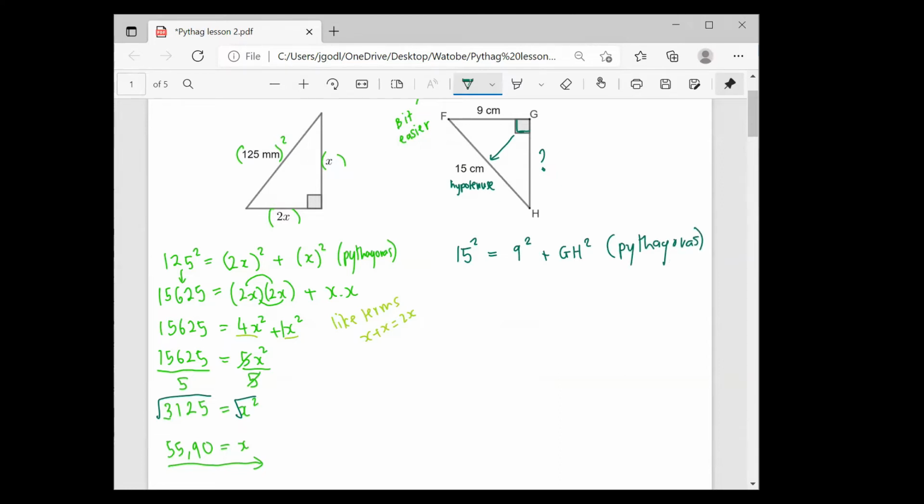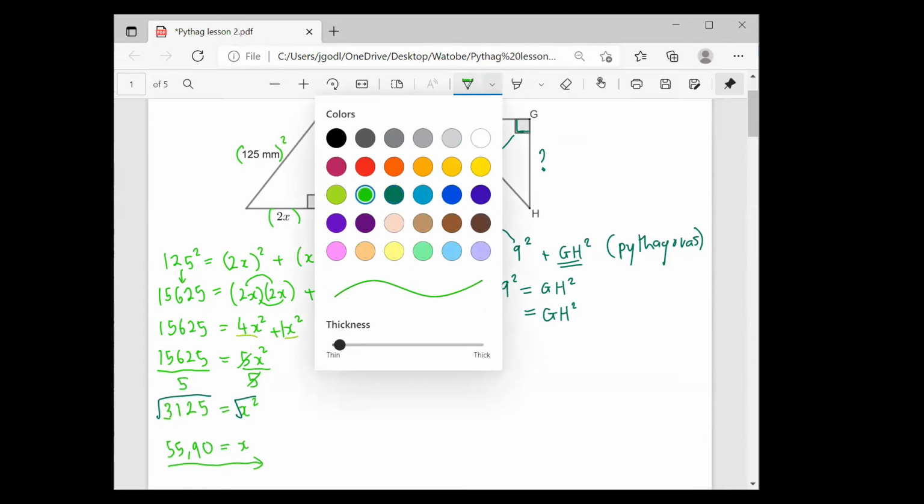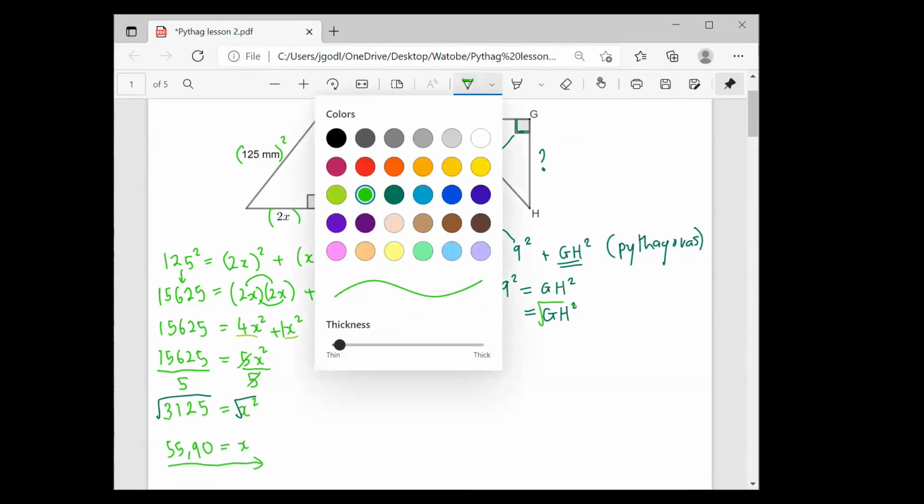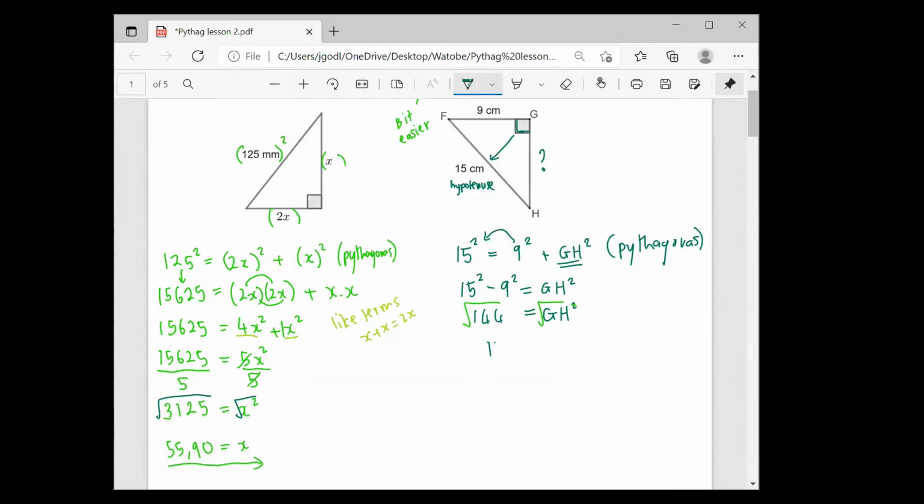Okay. Now I'm trying to get GH to be alone. So I want to move that 9 squared onto the other side. So 15 squared minus 9 squared is going to be equal to GH squared. Now I'm just going to put that straight into my calculator. 15 squared minus 9 squared gives me 144, and that is equal to GH squared. And now because we don't want it to be squared anymore, we want to square root that so that the square goes away. And the square root of 144 is 12.